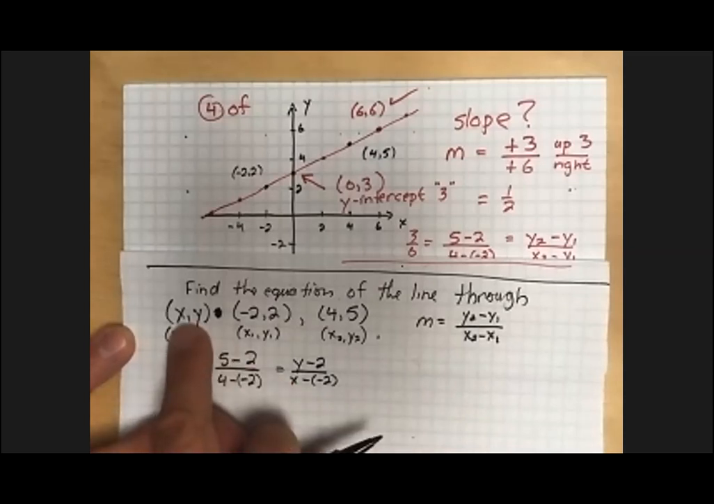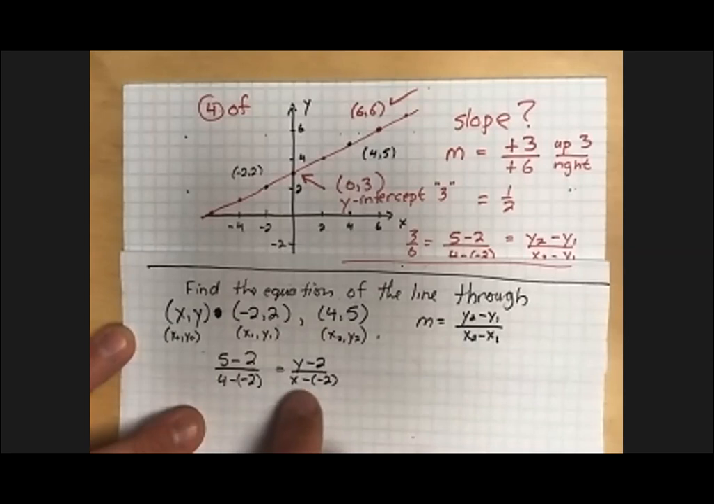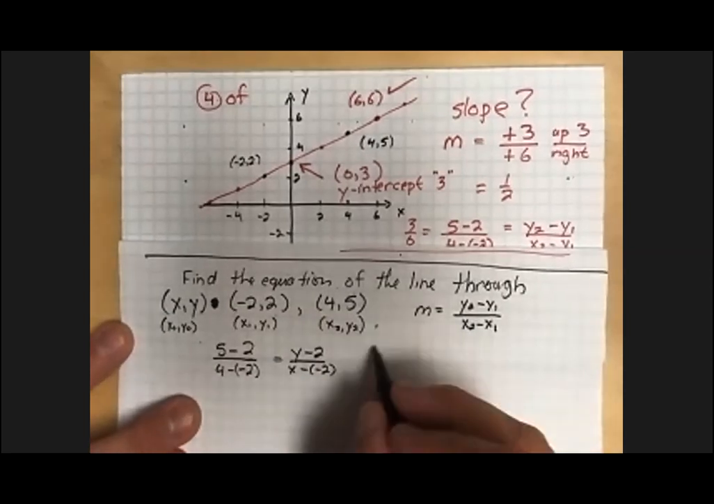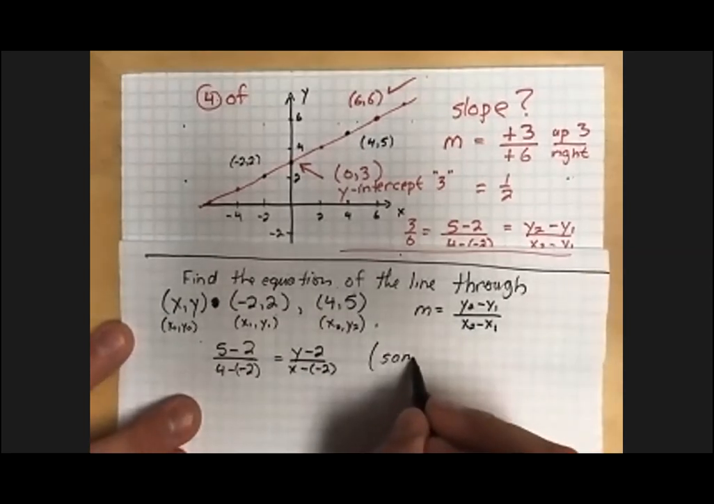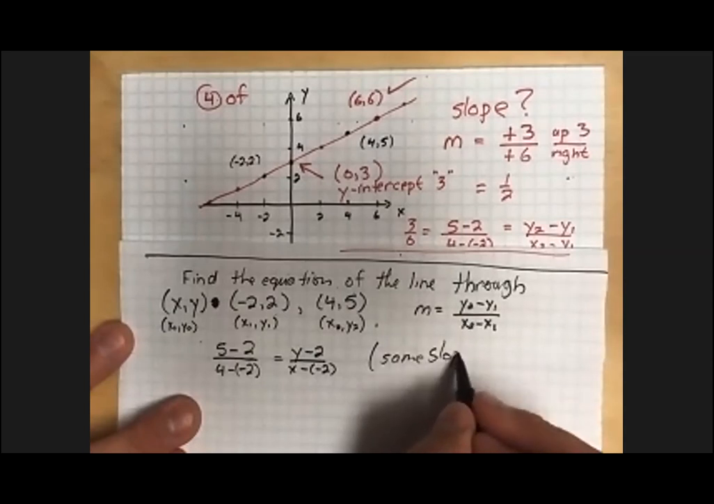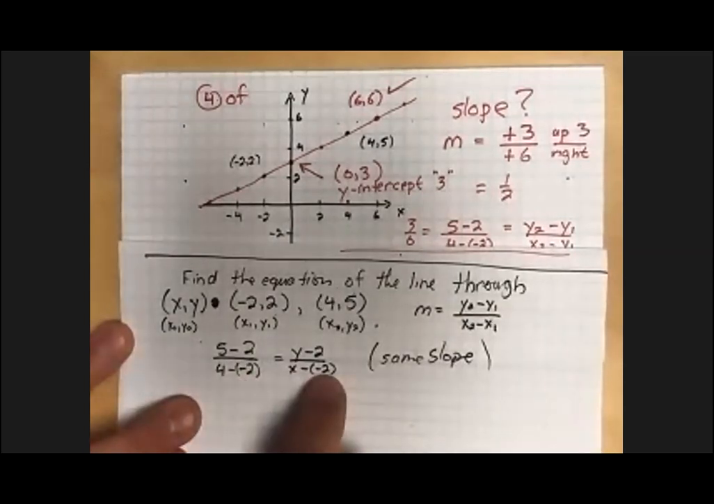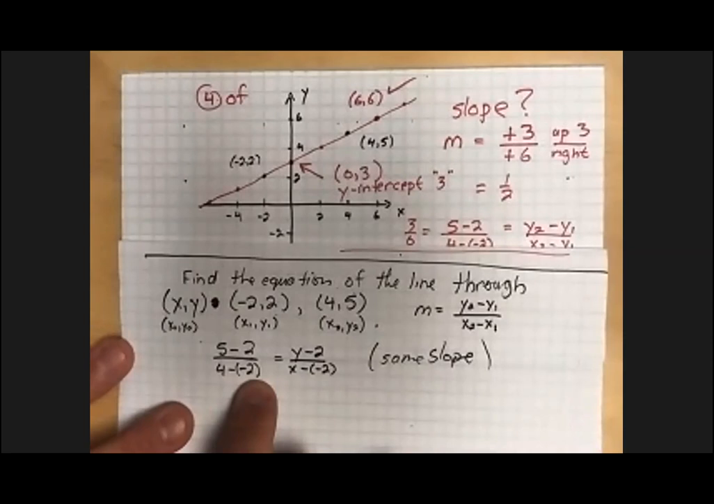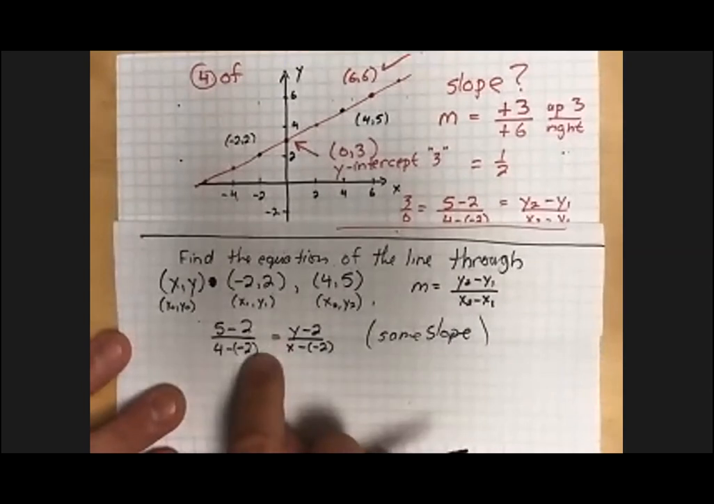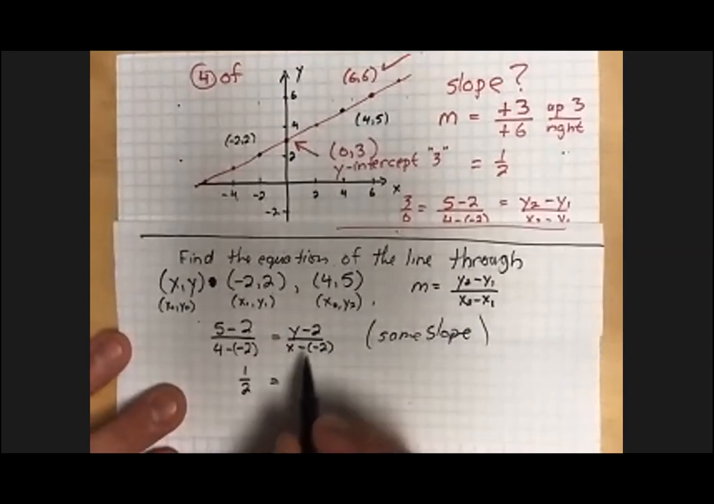If this point is on the same line as these two, it has to produce the same slope. We got to get the same slope. Same slope means these two numbers are equal. Here's a number on this side. We already know that number is 1/2. It's 3/6. On this side is not a number, but it's a fraction, y minus 2 over x plus 2.